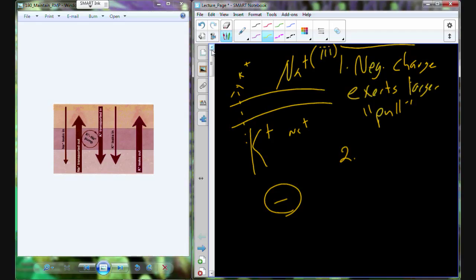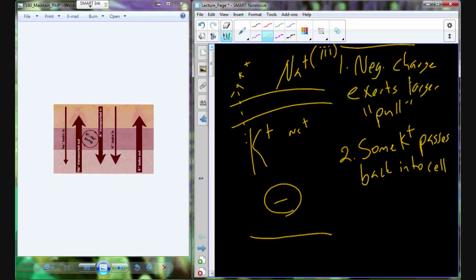Alright, so negative charge exerts this larger and larger pull. And so what that means is this is continually becoming bigger, right? And as it does, it pulls on things that are positively charged. And so some of that potassium that's lost gets pulled back in, passes back into the cell. If I were to draw this, I would draw a really, really big arrow here, and then a small amount of charge coming back because it's being pulled by that increasingly negative charge. A lot of it goes out, but then some of it slips back in because of that larger and larger negative charge. So, pulled by the negative charge.